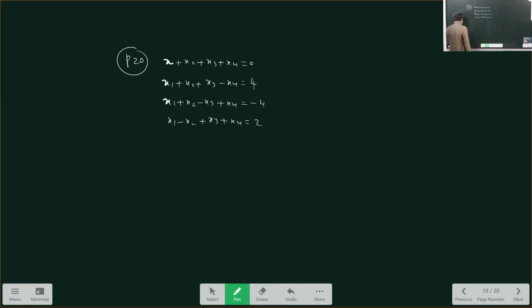Find whether the following set of equations is consistent. Check whether the system is consistent or not. If it is consistent, find the solution. Otherwise, leave it. It is inconsistent. Okay?